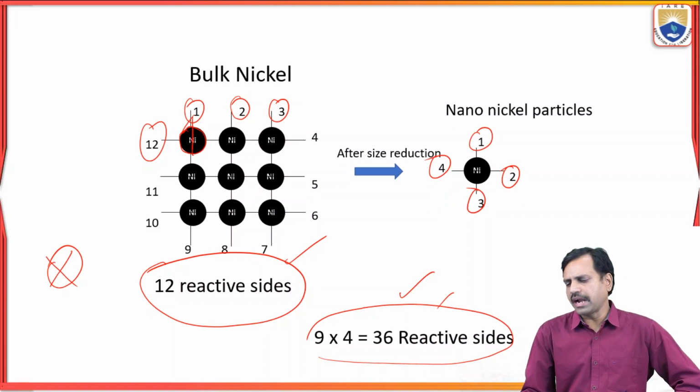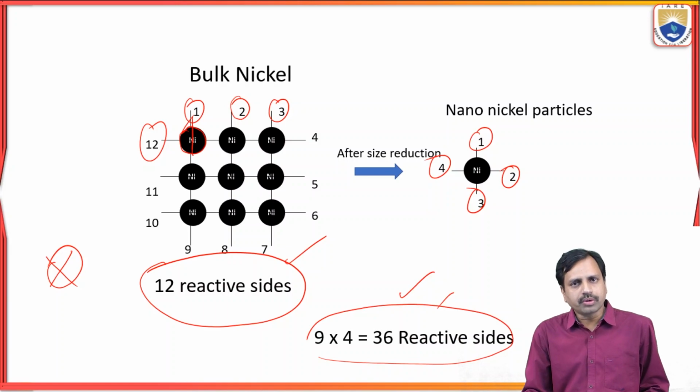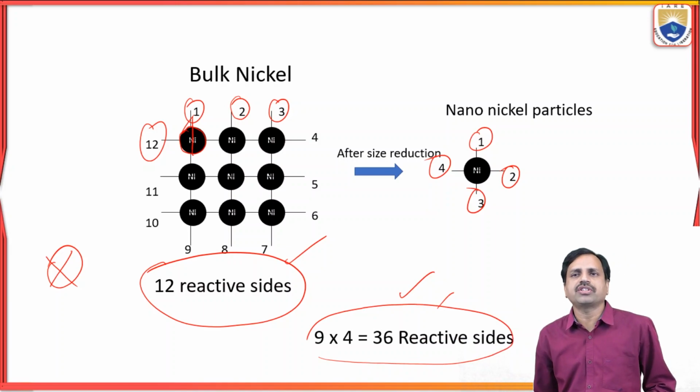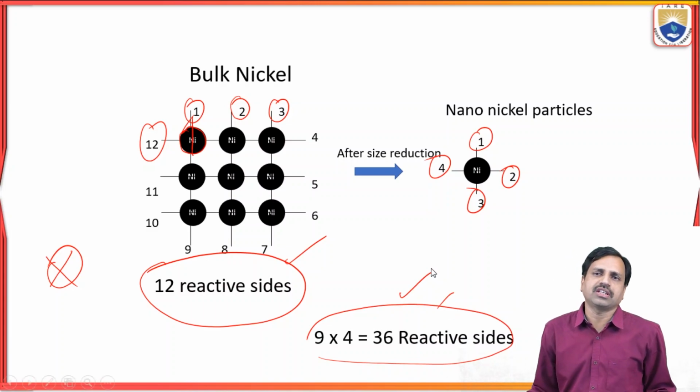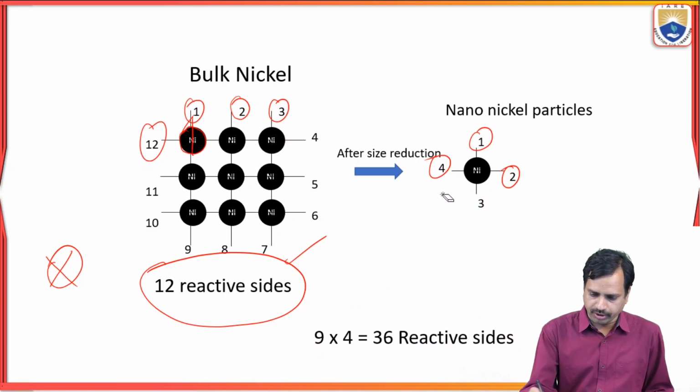Suppose in any reaction we are adding 1 kg of nickel. If we take the nickel in nano form, 1 kg is enough. Instead of 3 kgs, if we add 1 kg, that is enough. Okay, so that indicates the importance of nanoparticles, right?